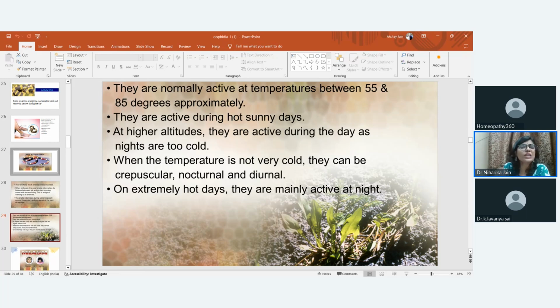At higher altitude, they are active during the day as the nights are too cold. When the temperature is not very cold, they can be crepuscular, nocturnal, and diurnal. On extremely hot days, they are mainly active at night also. So there are two polarities again. They are active during hot sunny days, at high altitude when the nights are cold, and on extremely hot days, when they are mainly active at night.